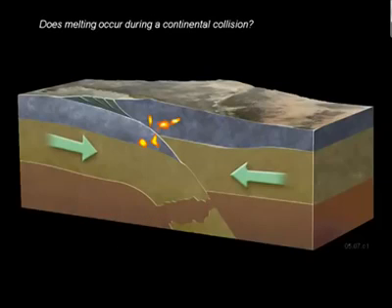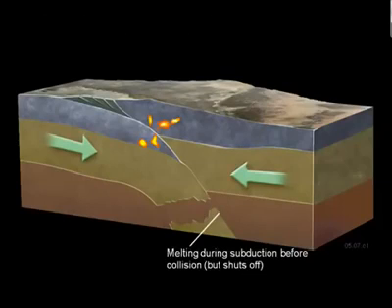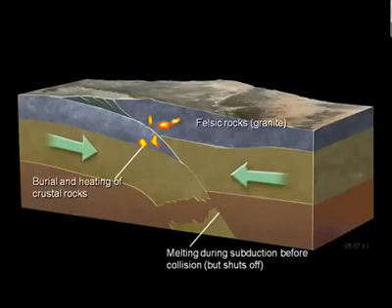How about at a continent collision? Do you have much melting? Not much. I mean, you used to have melting during the subduction before the collision, but that's all done and over with. Whatever melting you might have because of burial will probably just turn into felsic rocks like granite, cool underground, and never make it to the surface. So that's why you don't tend to have any volcanoes associated with a continent-to-continent convergence.